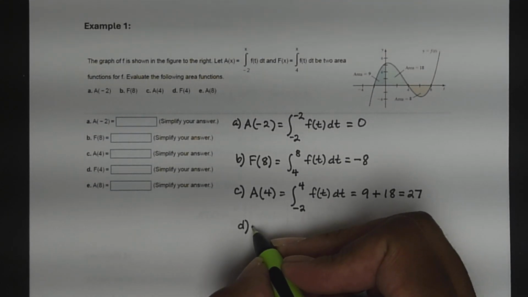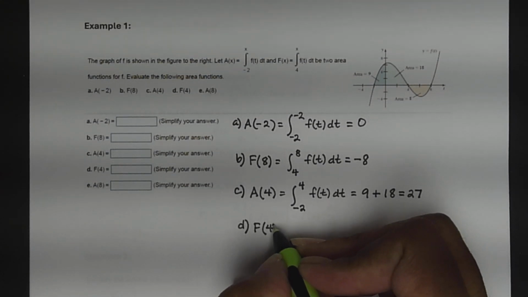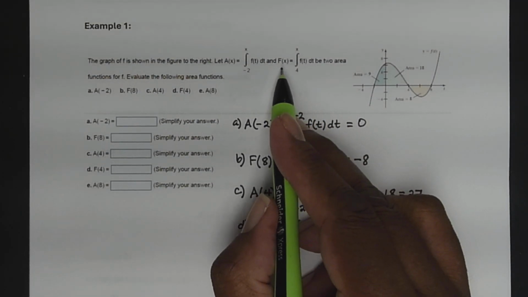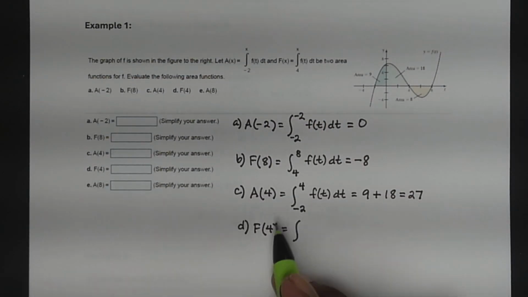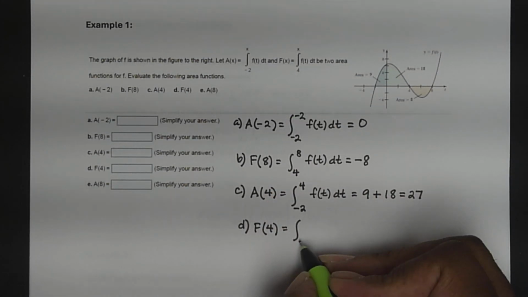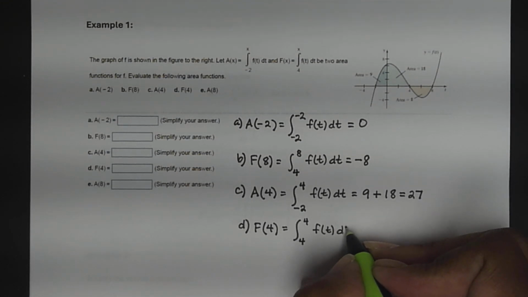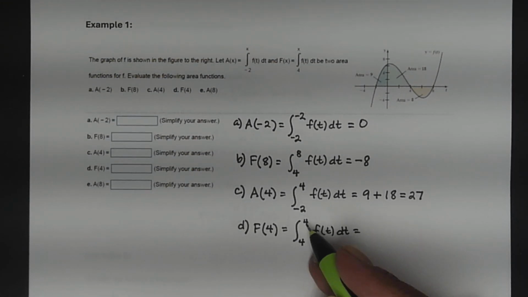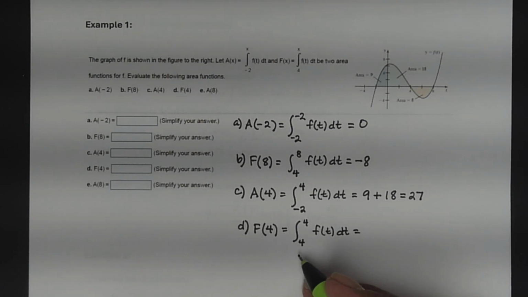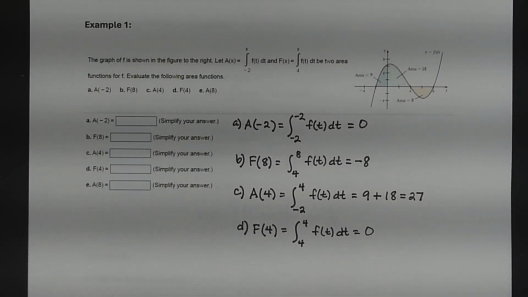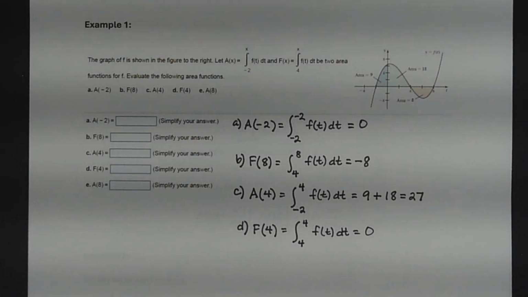All right, part D is capital F of 4. That's going to be the integral, and we have to use capital F of x here. And x will be replaced with the 4, so it'll be the integral from 4 to 4 of f of t dt. Notice that the upper and the lower limits are the same, so the integral from 4 to 4 of f of t dt is 0. That's one of the properties for integrals that we talked about back in section 5.2. Again, refer to that video if necessary.